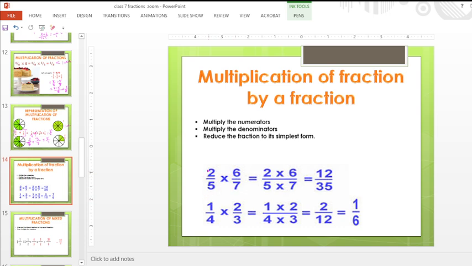First thing is, you see whether anything is cutting diagonally or vertically. Nothing is cutting. 2 and 7 you can't cut, 5 and 6 no, they are co-prime numbers, no common factor. Vertically also nothing. So in that case, you multiply the numerators and multiply the denominators. 2 into 6, 12 upon 35. Naturally, if they are not cutting here, they will not cut here either, no common factor. And this is a proper fraction, so you don't have to convert it into a mixed fraction. Only an improper fraction will be converted into mixed.